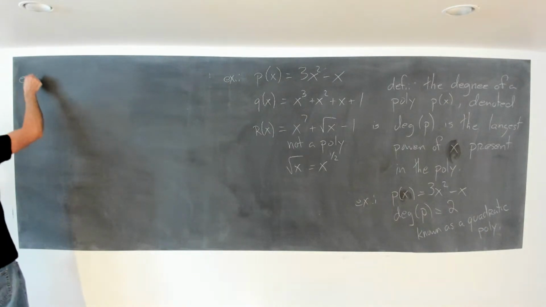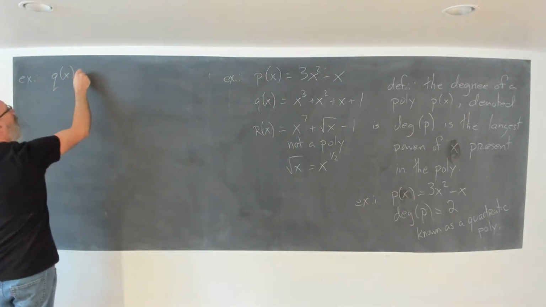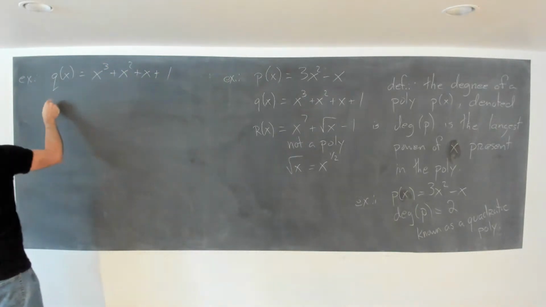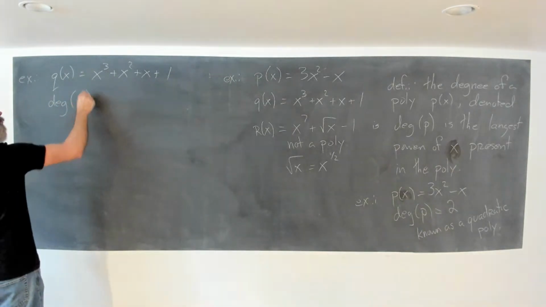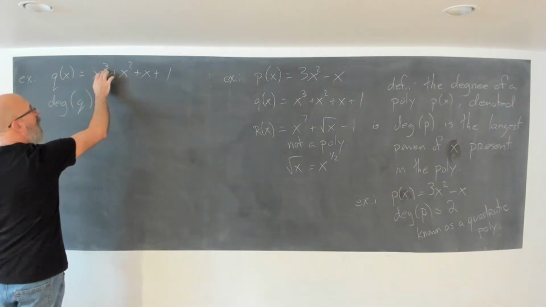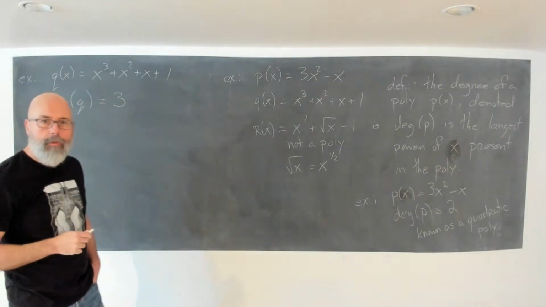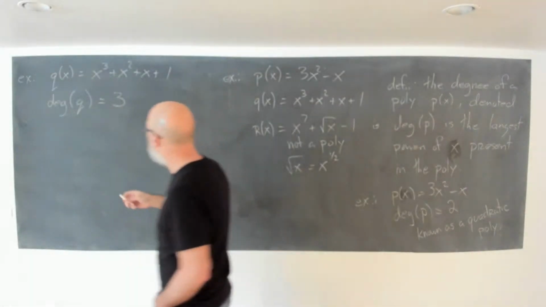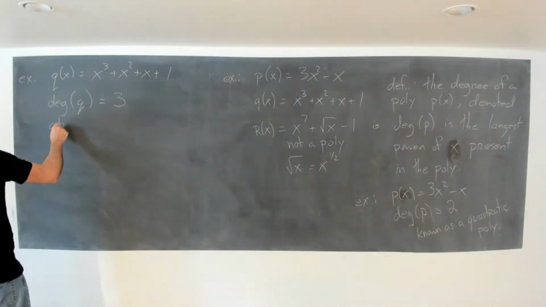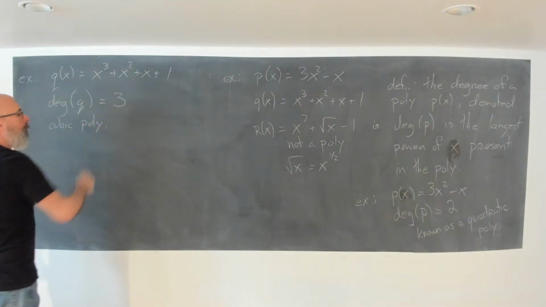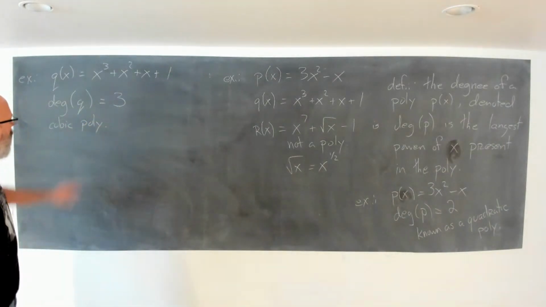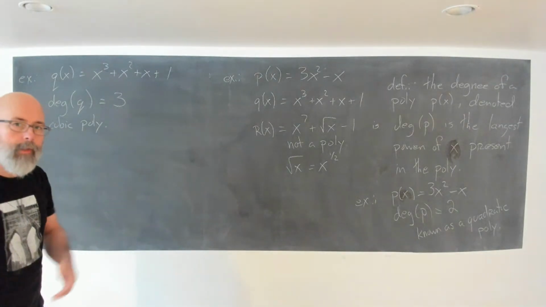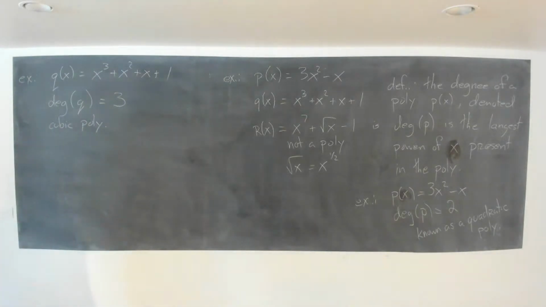Right, again, with q, the degree of q, largest power of x, the degree is 3, known as a cubic polynomial. Right, so degree 2 polynomials are quadratic, degree 3 are cubic, degree 4 are quartic, and so on and so on.